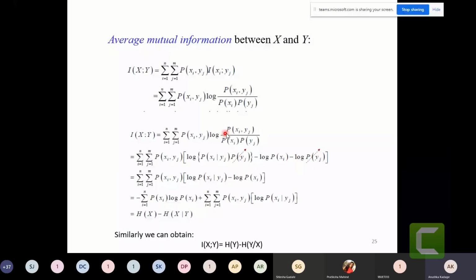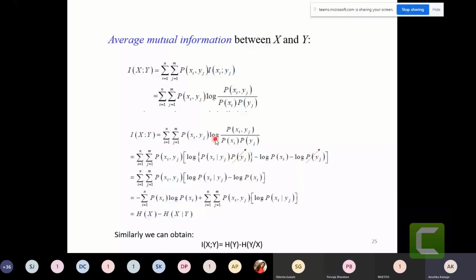These two log terms are in multiplication, so I can expand them as log of P of xi divided by yj plus log of P of yj. After the expansion, this log of P of yj term will get cancelled with this minus log of P of yj term. So in the bracket, what remains now is log of P of xi by yj minus log of P of xi.